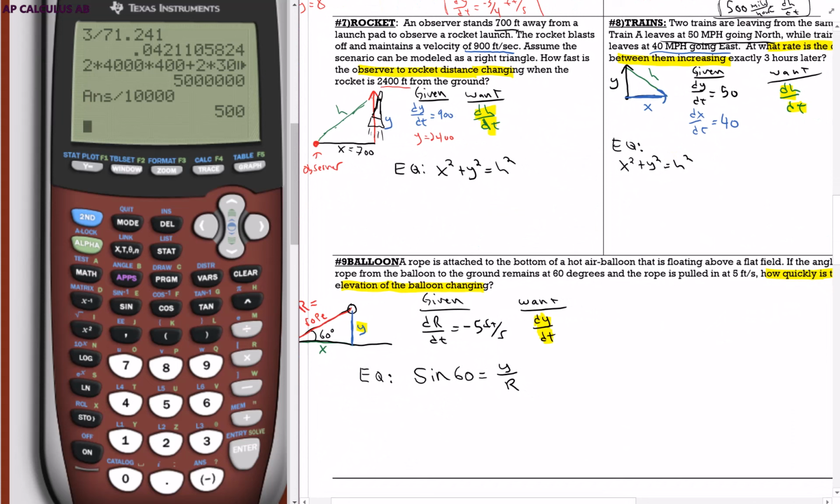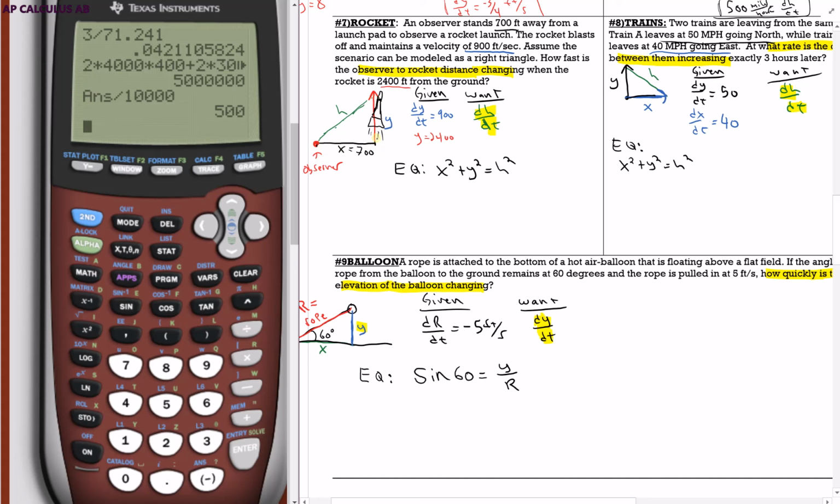Rocket. So here, the picture over here, I did my best. We have an observer, which is this red dot. He's 700 feet away from where the rocket is blasting off, which just seems a little bit dangerous. Maybe it's a small rocket. But anyway, the rocket's shooting up, right?